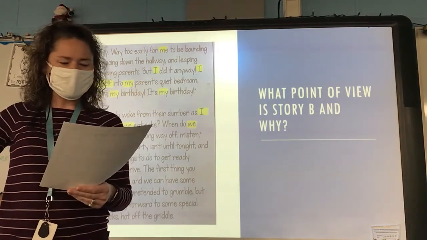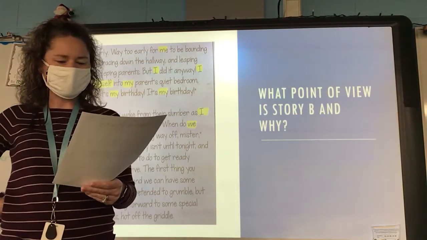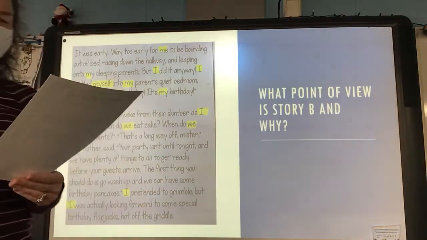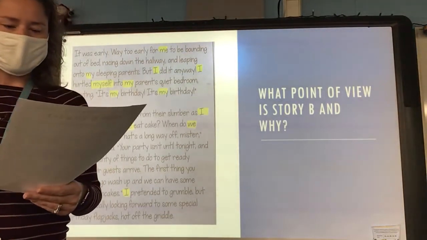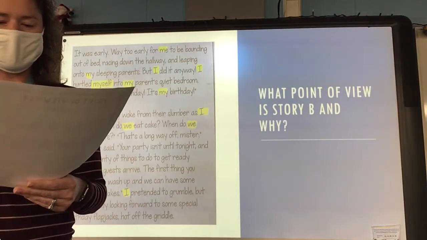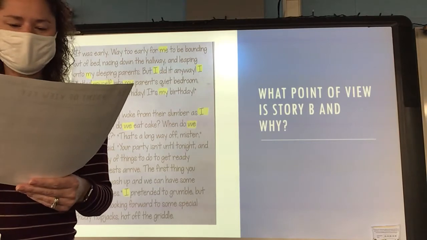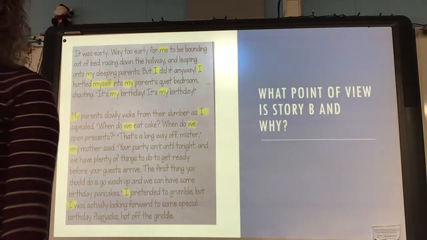"My parents slowly woke from their slumber as I squealed, 'When do we eat cake? When do we open presents?' 'That's a long way off, mister,' my mother said. 'Your party isn't until tonight, and we have plenty of things to do to get ready before your guests arrive. The first thing you should go do is wash up and have some birthday pancakes.' I pretended to grumble, but I was actually looking forward to some special birthday flapjacks hot off the grill."